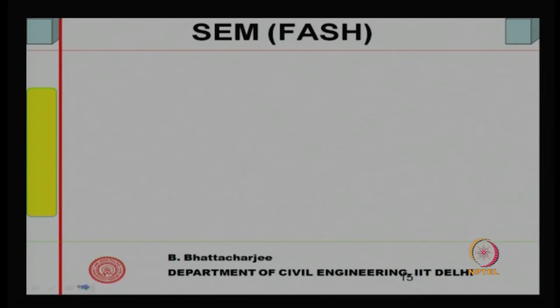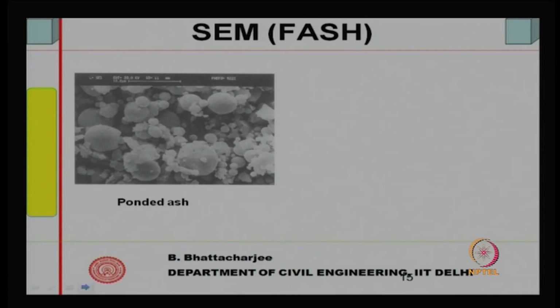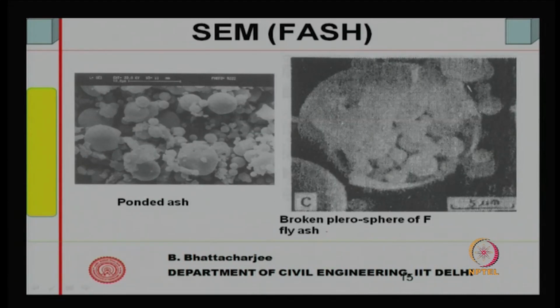Scanning electron micrograph, if you make them into solid by bonding with epoxy or something and look into their shape. Ponded ash, of course, is the one which was collected wet, and this also has got spherical shape, but then there will be a mix of larger size particles. So, all of them have spherical shape, and there is something called plerosphere in type F fly ash. There are larger spheres in ponded ash, and if you break them, you will find finer spheres within them. There are also some hollow spheres which we call cenospheres.